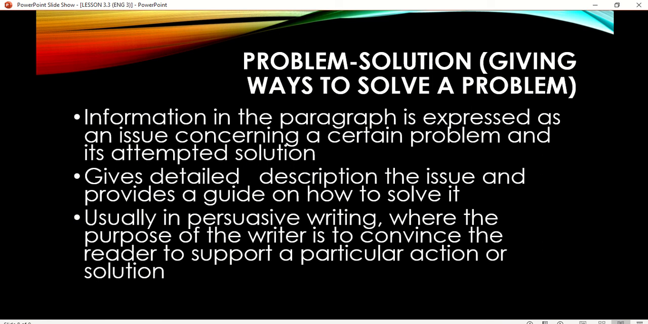Ma'am, what is the difference between persuasion and problem solution? With persuasion, you are persuading the readers to change the way they think, their perspective and their perception. But with a problem solution, you are persuading them to do something, to act on the solution. So it's not just about changing minds, but doing something for the problem, and that is the solution. So that is the problem solution pattern of development.